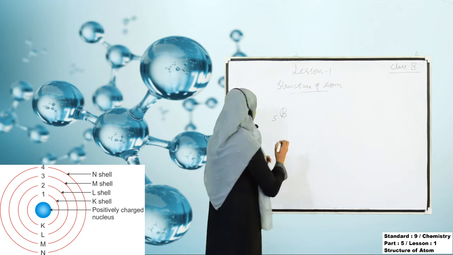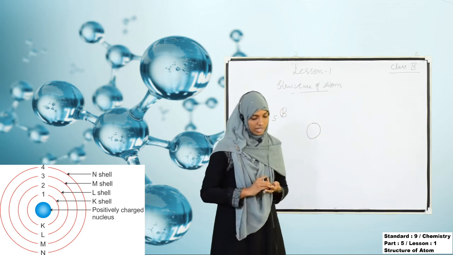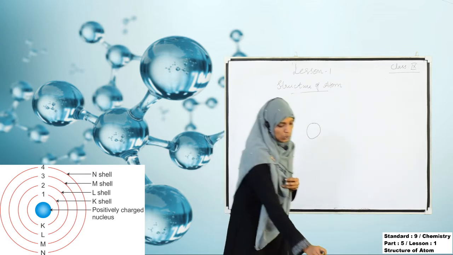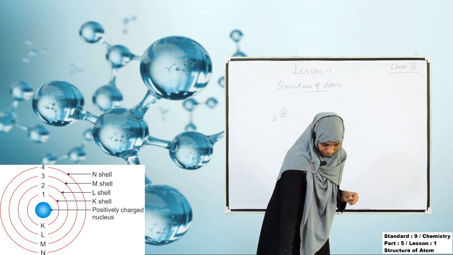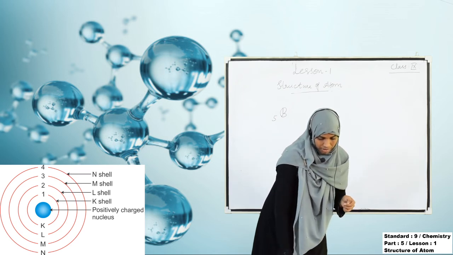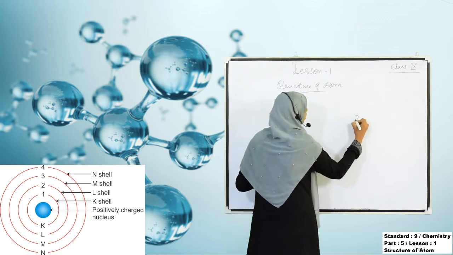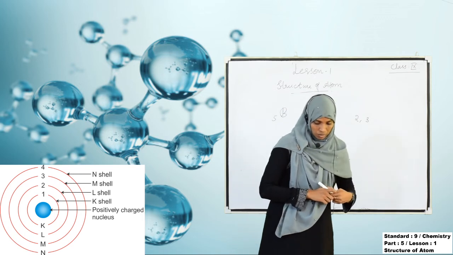We know that in an atom there is a center called the nucleus. What is the atomic number of boron? The electronic configuration of boron is 2, 3.